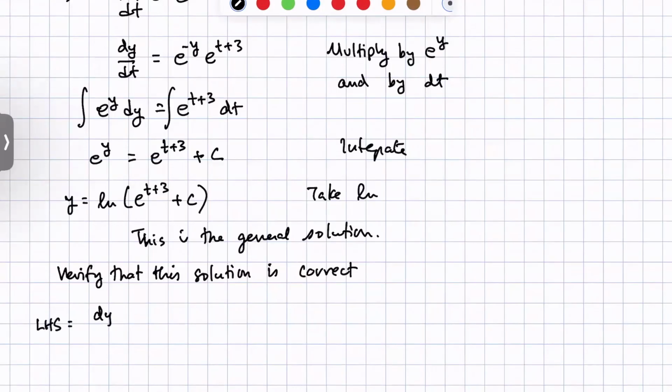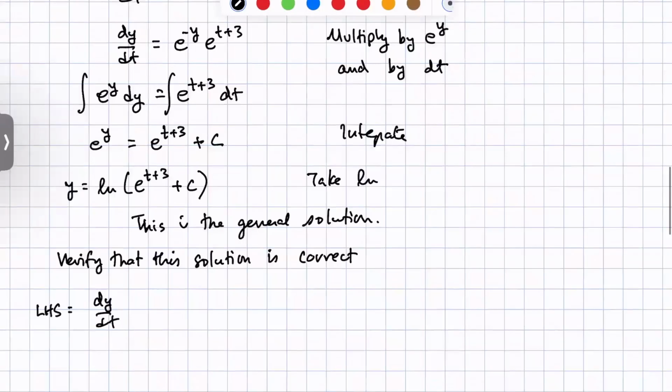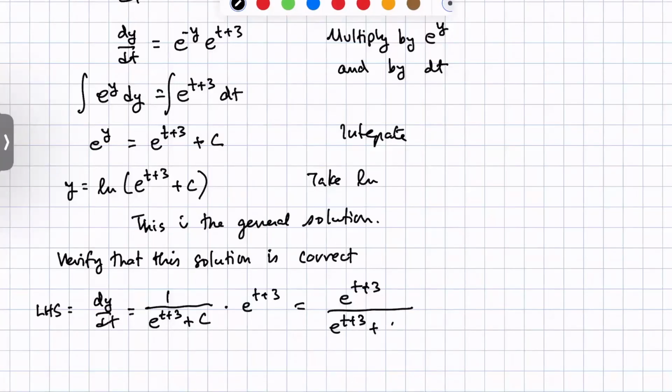So the left-hand side is dy/dt, and here's my y that I've just computed. The derivative of y in terms of t is 1 over e^t + 3 + c. Remember that the derivative of log is 1 over what follows. And then I take the derivative of the inside by chain rule, which is e^t + 3. So I get (e^t + 3) divided by (e^t + 3 + c).